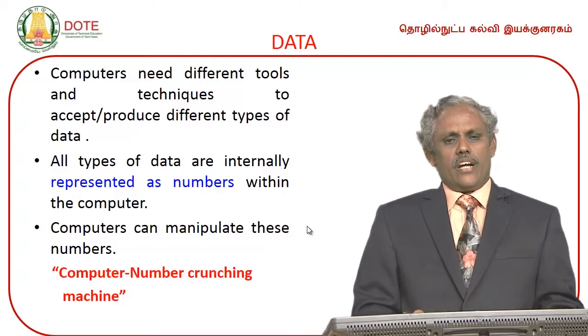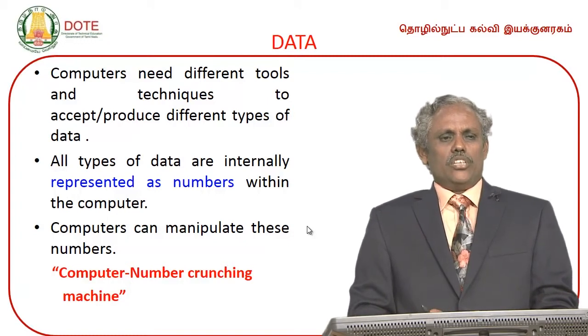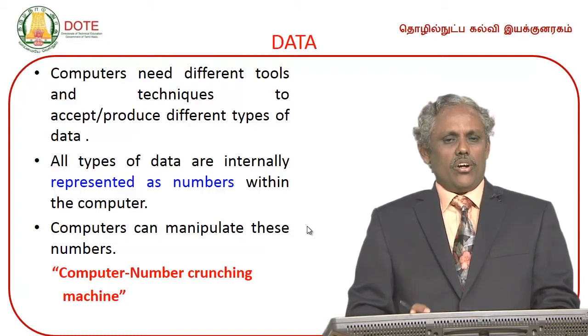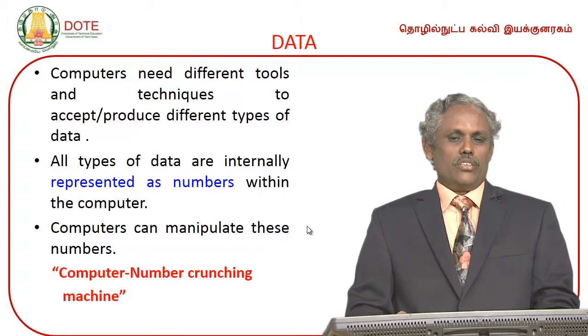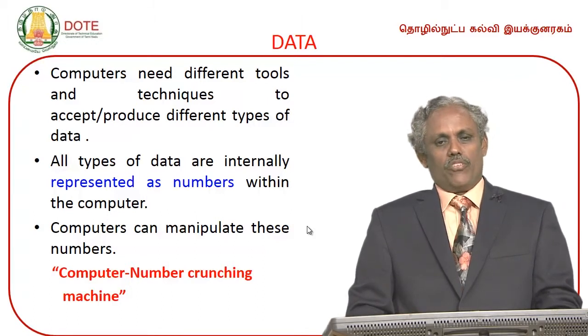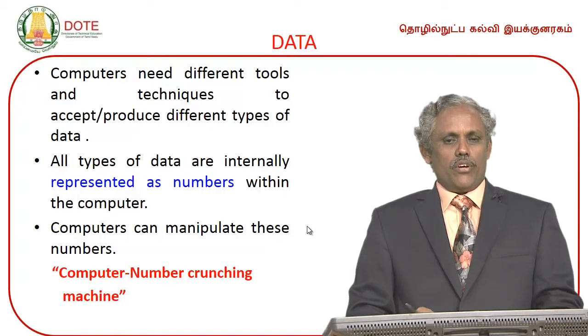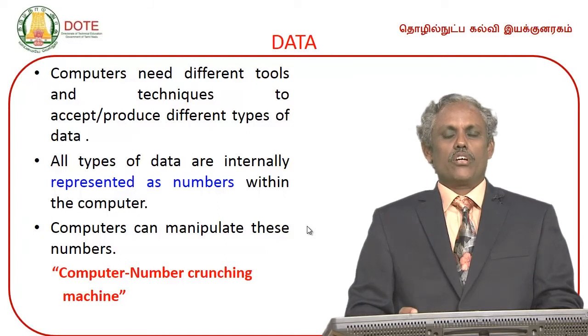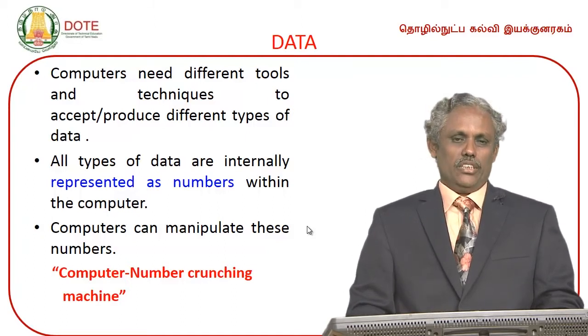The entered data are internally represented as numbers. Even though it is an image or audio, they are represented as numbers inside the computer memory. So, the computers can manipulate numbers. So, we call the computer a number crunching machine, that means a number processing or numeric processing machine.